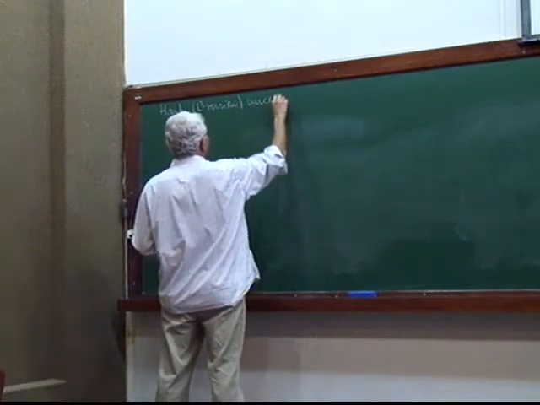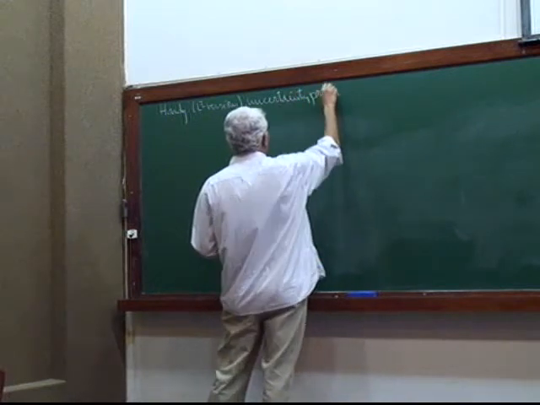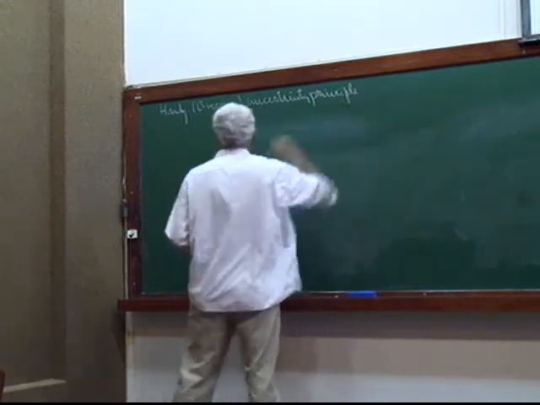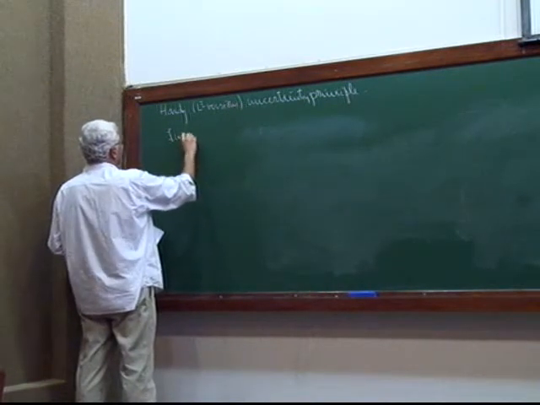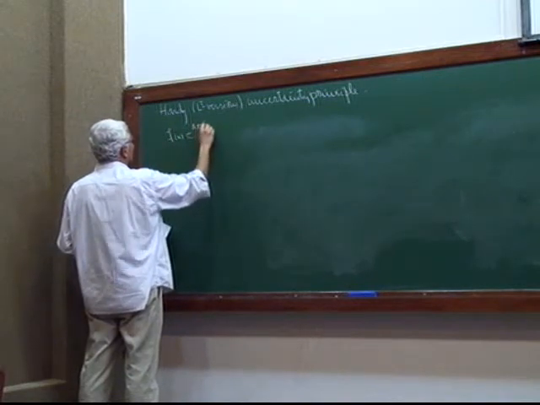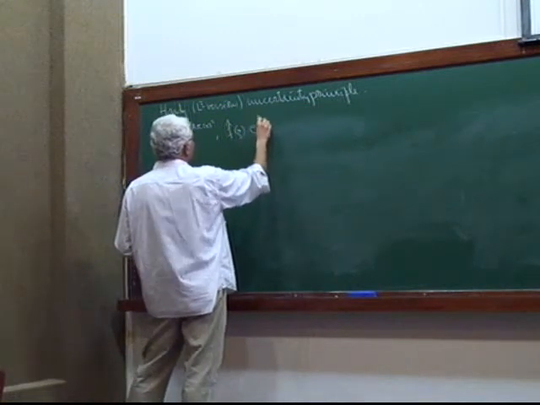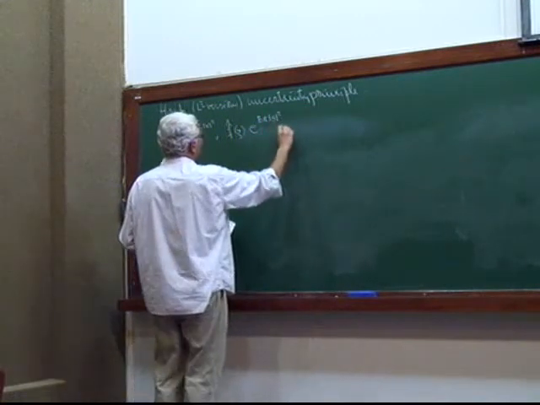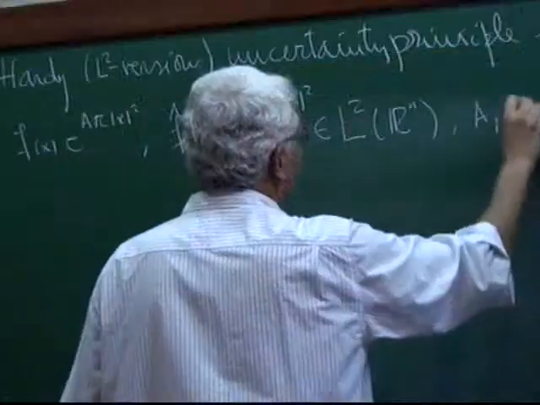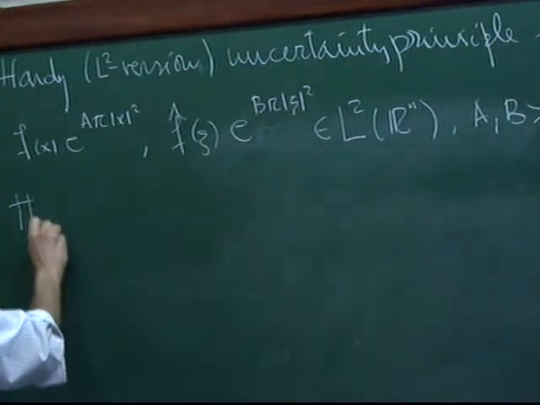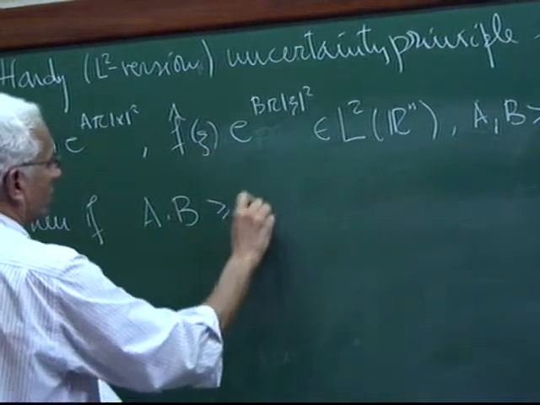uncertainty principle. This says if f and the Fourier transform are in L2, then if A multiplied by B is larger than or equal to 1, then f is 0.